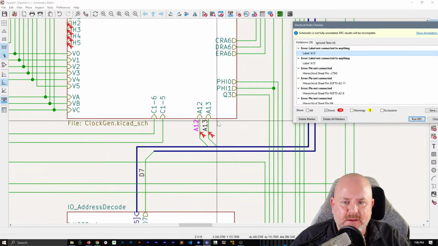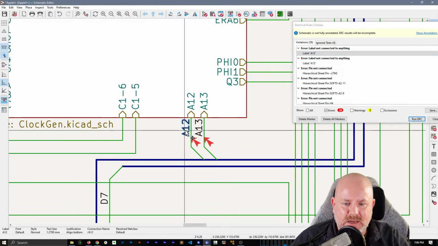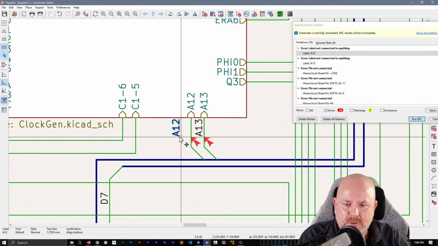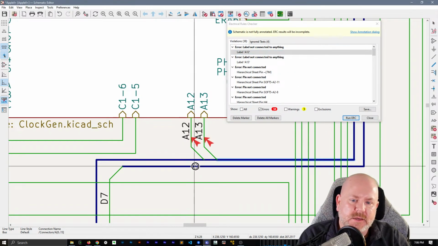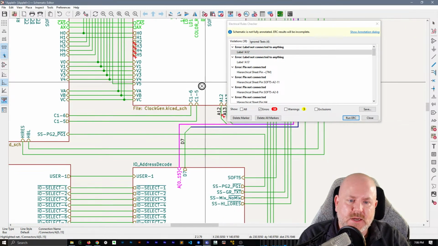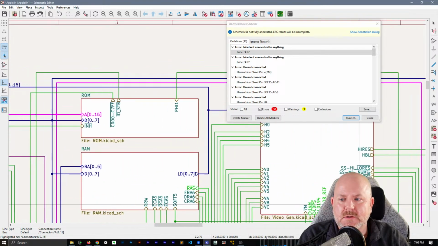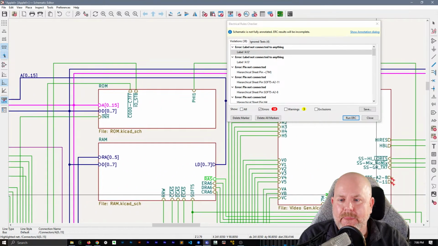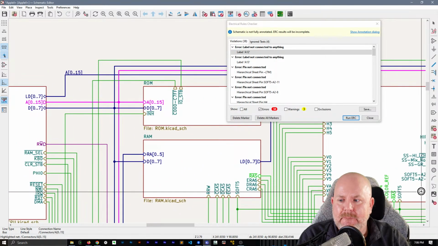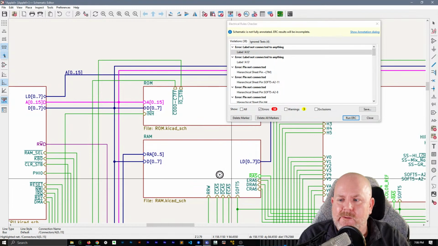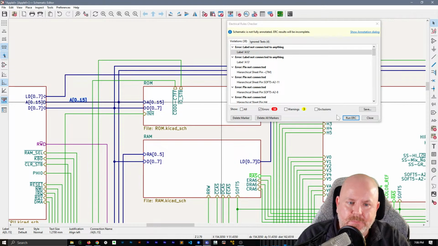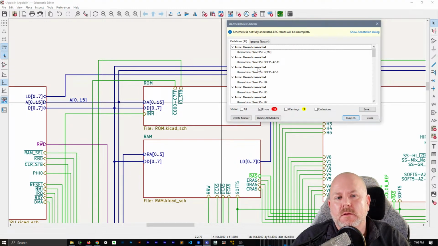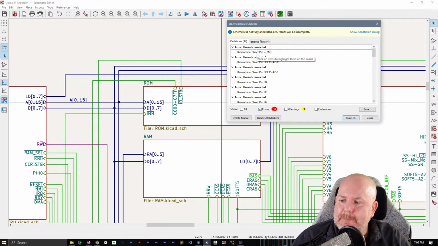A12 is not connected to anything. You're not connected to anything. Oh, that's not good. Why are these labels not happy? Okay, because that is the wrong bus. Wow. Whoops.